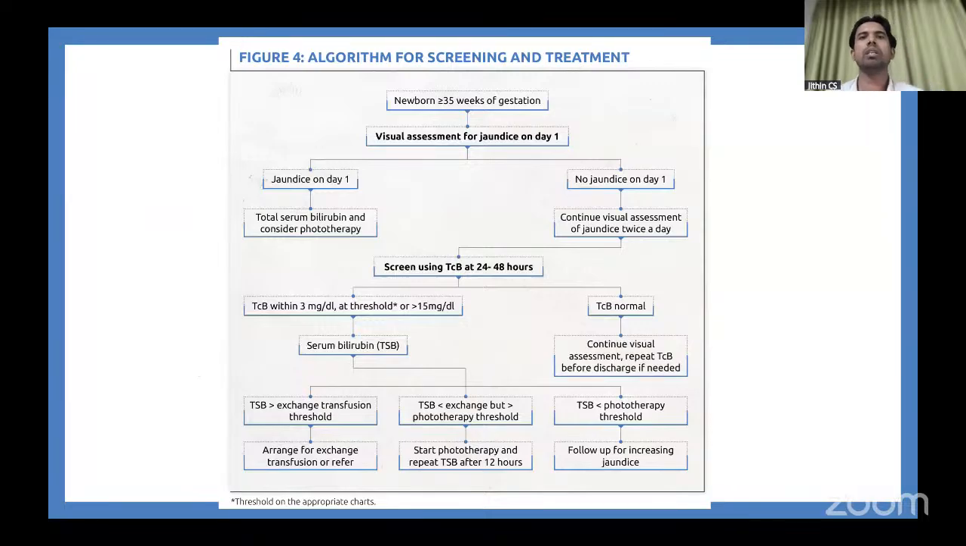So this is the algorithm for screening checks. If a baby is visualized to be having jaundice on day 1, as the TCB is not reliable, we generally go directly for a total serum bilirubin check. However, after day 1, if we find a baby to be icteric, we can do a TCB. If the TCB result is within 3 milligram per deciliter of the phototherapy cutoff or at threshold, or if it is more than 15 milligram per deciliter, we should go for TSB and treat accordingly.